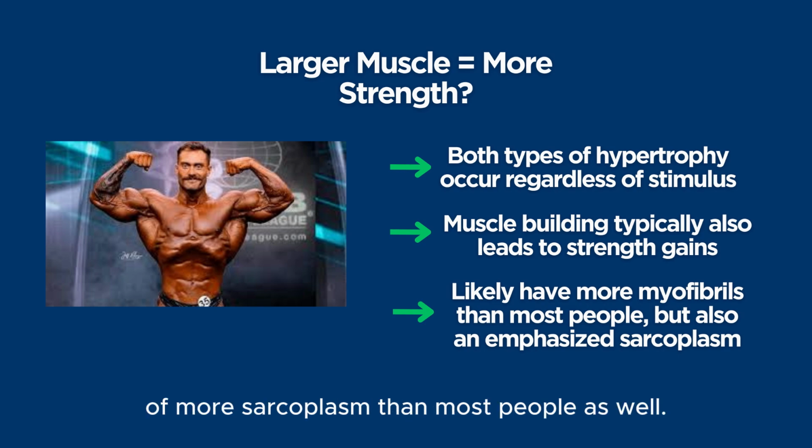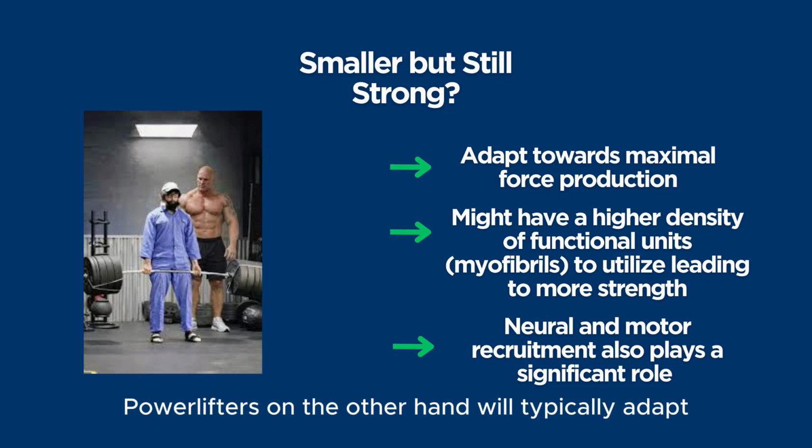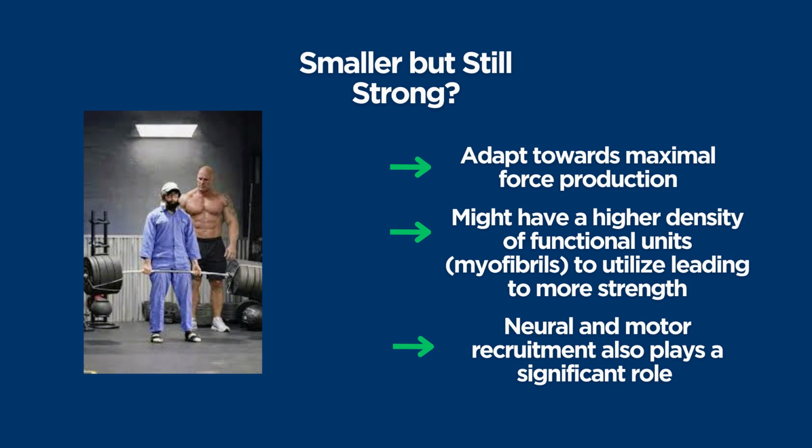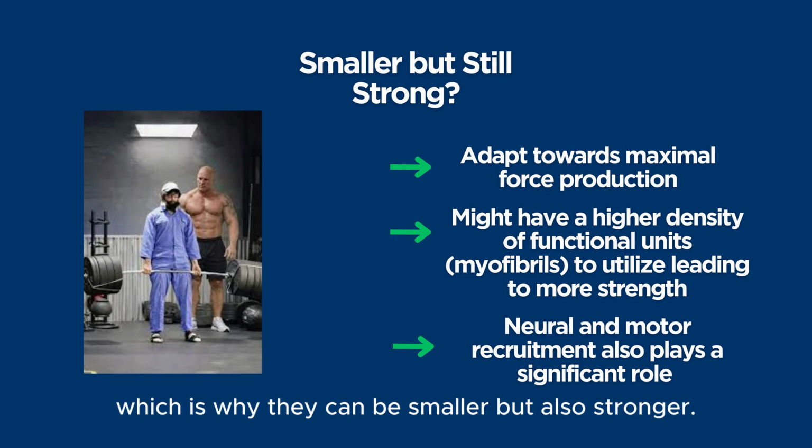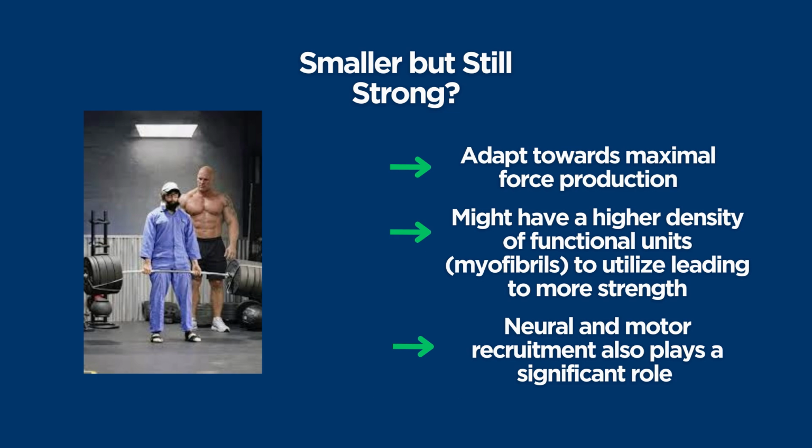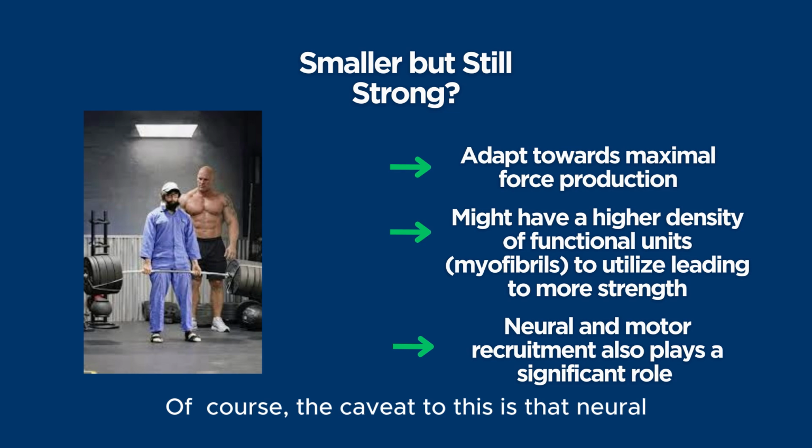Powerlifters, on the other hand, will typically adapt much more towards maximal force production, potentially by having more myofibrils or functional units that they can utilize during a lift, which is why they can be smaller but also stronger. Of course, the caveat to this is that neural recruitment plays a significant role in strength as well, but we will cover that in a later video.